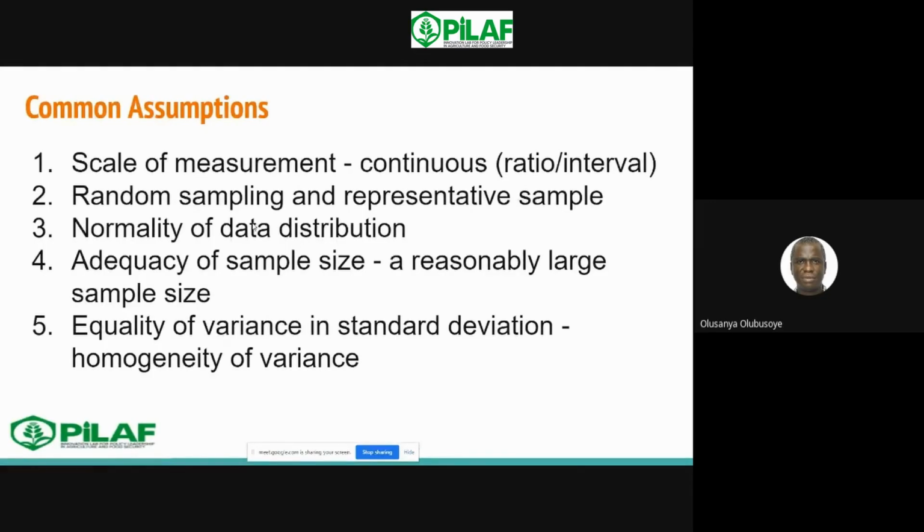And finally is the issue of equality of variances. This is a situation where you are dealing with two independent groups. The assumption is that the standard deviations of the two groups are the same, that is, they have the same degree of spread or dispersion. If that happens, then the t-test is valid. But if it does not happen, then we have to find a way to correct that. There are also tests to establish whether variances or standard deviations are equal or not.